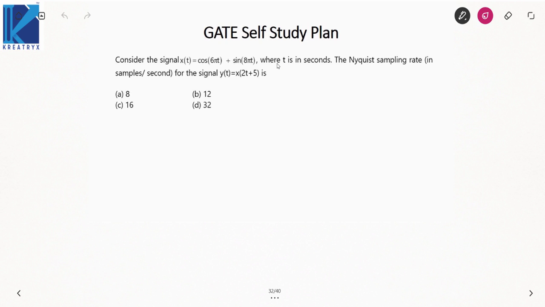Then consider the signal cos(6 pi t) plus sin(8 pi t). We need to find the Nyquist sampling rate for y(t), which is x(2t plus 5). Now if you substitute this, instead of t we write 2t plus 5: cos(12 pi t plus 30 pi) plus sin(16 pi t plus 40 pi). A multiple of 2 pi will never affect a sinusoidal signal, so it will be like this.